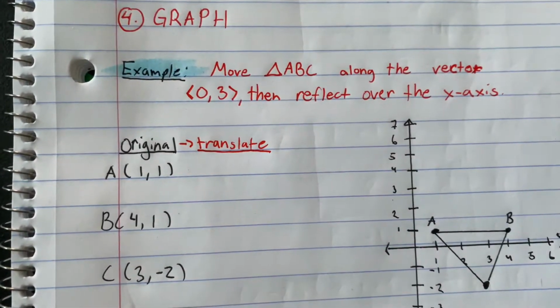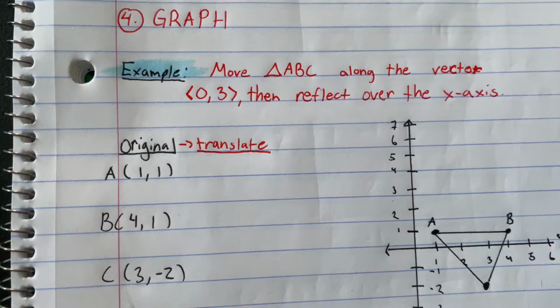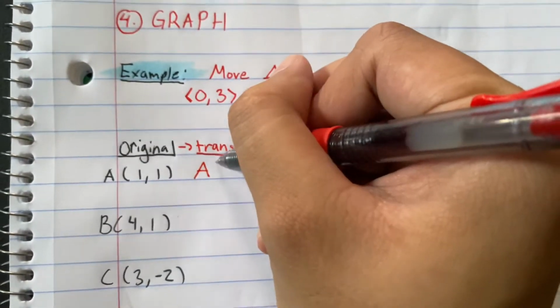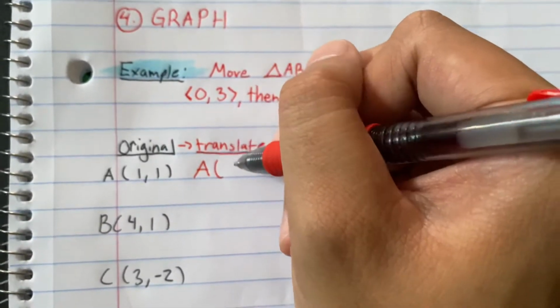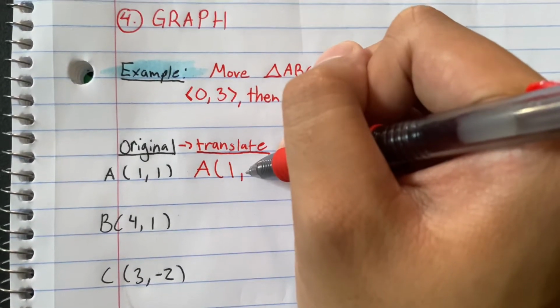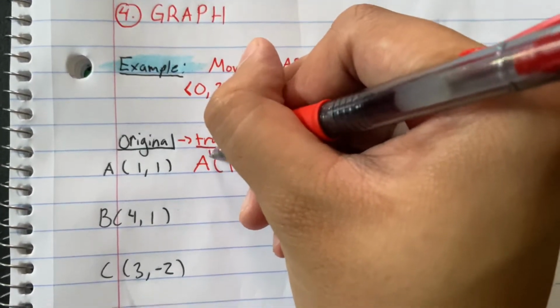How we do that: it tells us to move 0 in the x and 3 in the y, where x represents left and right, and y is up and down. Since it's +3, I know it's going to go 3 up. So for A, I'll just do 1 plus 0, which is 1, and then 1 plus 3 is 4. And remember to put the prime there.